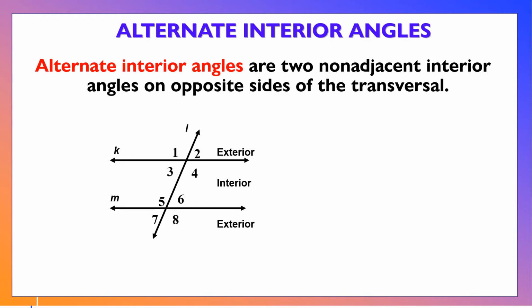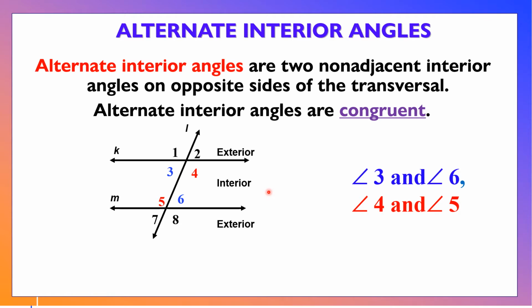Alternate interior angles are two non-adjacent interior angles on opposite sides of a transversal. So we have the alternate interior angles, angle 3 and angle 6. We also have angle 4 and angle 5. So these are alternate interior angles. Alternate interior angles are congruent. So that means the measure of angle 3 and the measure of angle 6 are equal.